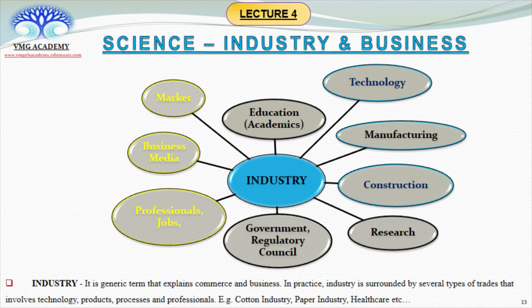Lecture 4: Science, Industry and Business. Industry is a generic term that explains business and commerce. In science, industry is an application-oriented approach for development of tools, technology, products, and services. A difficult task can be made simple with the help of technology. So, technology, products, and services help to improve the living conditions of people on a daily basis.